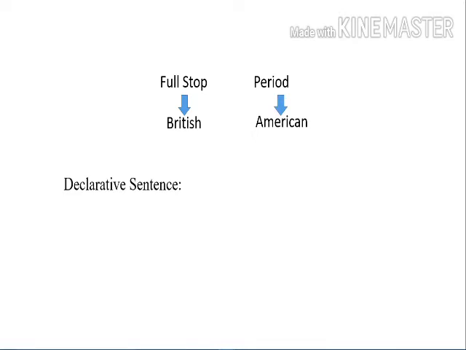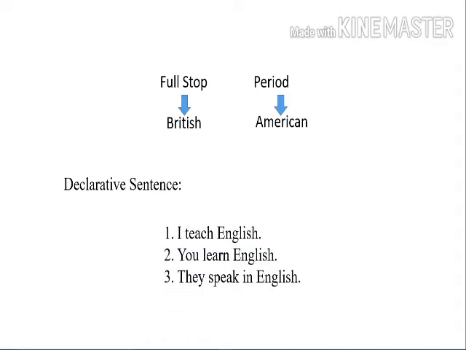Declarative sentence. Remember, dear audience, that we should use the full stop after declarative sentences. I have given here some examples. I teach English, you learn English, they speak in English. These are all declarative sentences. We use a full stop after these sentences, at the end of the sentences.